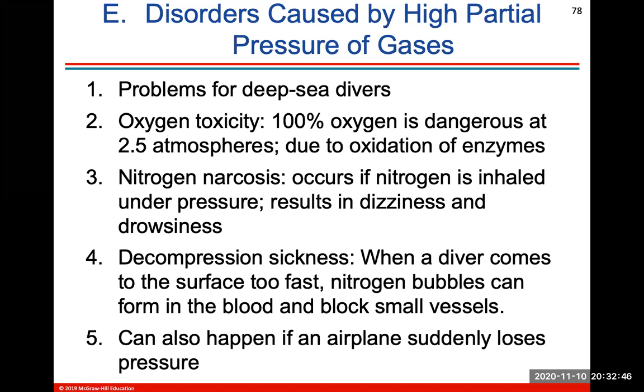Disorders caused by high partial pressure of gases: you get a problem with a sea diver, where there is oxygen toxicity. 100% oxygen is dangerous at 2.5 atmospheres due to oxidation of the enzymes. This could cause decompression sickness. When a diver comes to the surface too fast, nitrogen bubbles could form in the blood and block small vessels. It could also happen if an airplane suddenly loses its pressure.